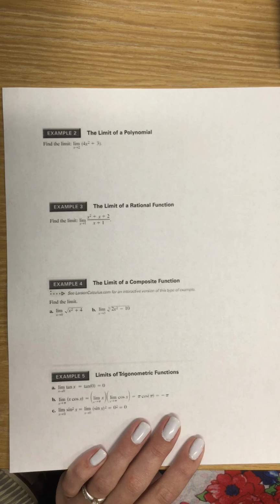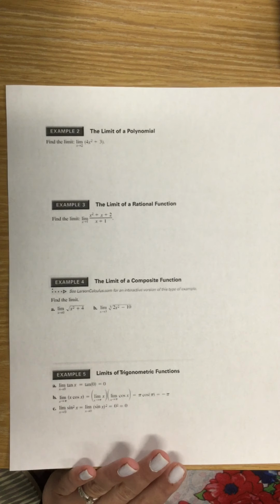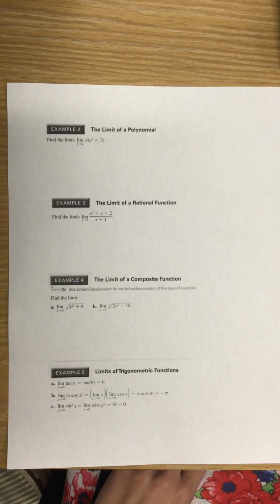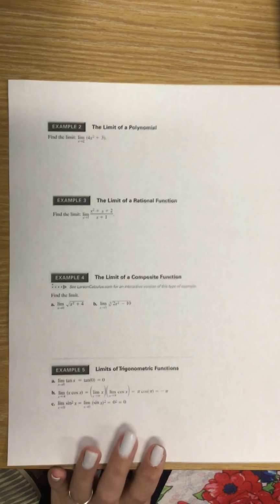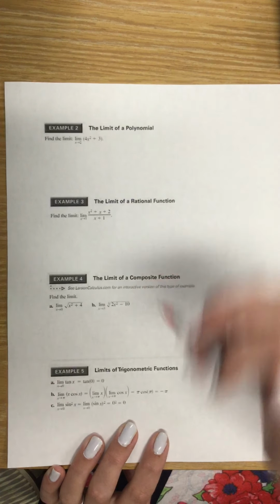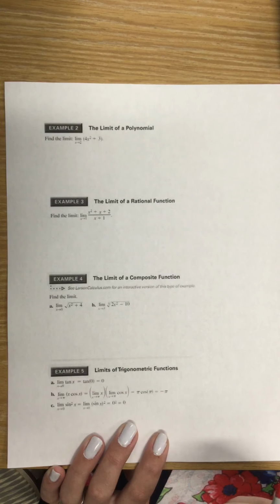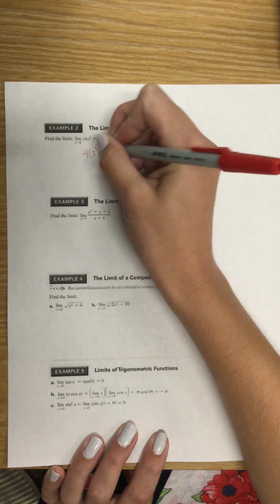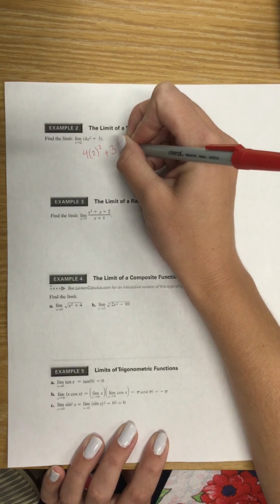So we're going to look at some more basic limits. This one's a limit of a polynomial. This is going to be a function that does not have any holes. We know it's going to be a quadratic, no piecewise, nothing. So in this case, we know that we can just plug it straight in. We can do direct substitution. And yeah, so we're just going to plug it right in. 4 times 2 squared plus 3.